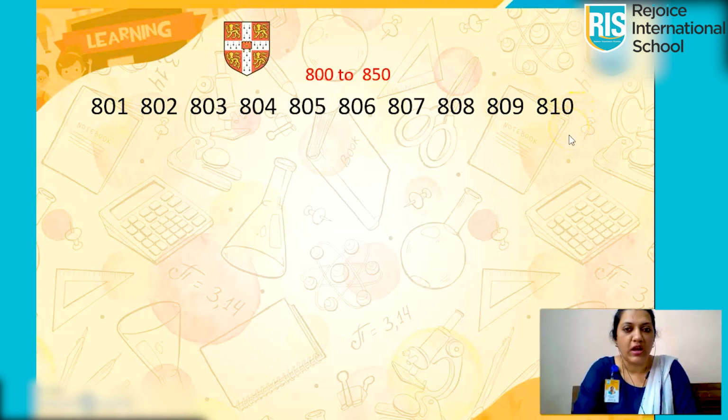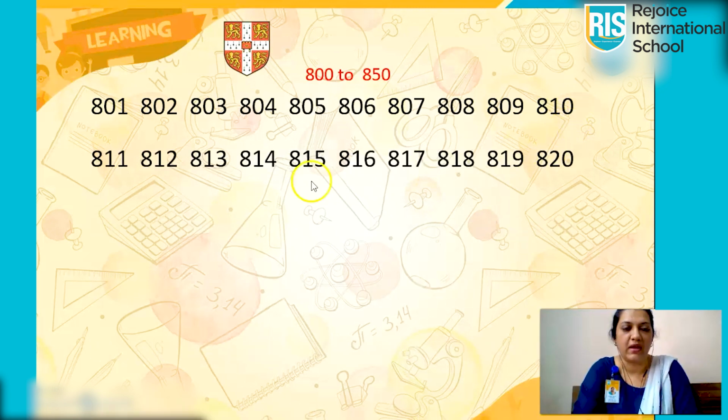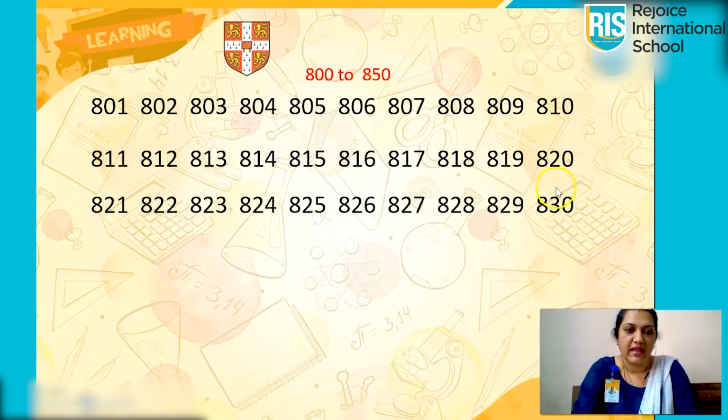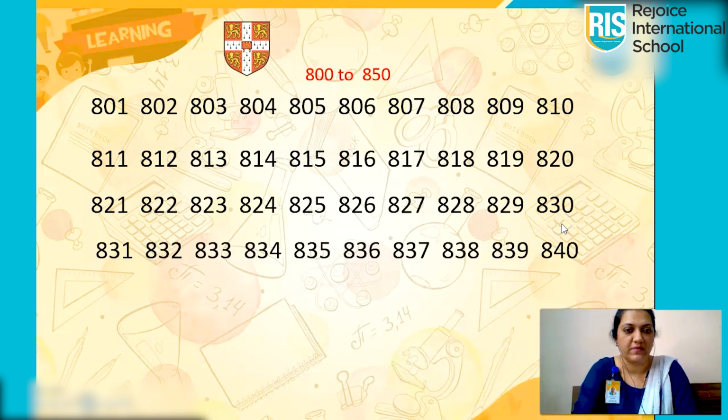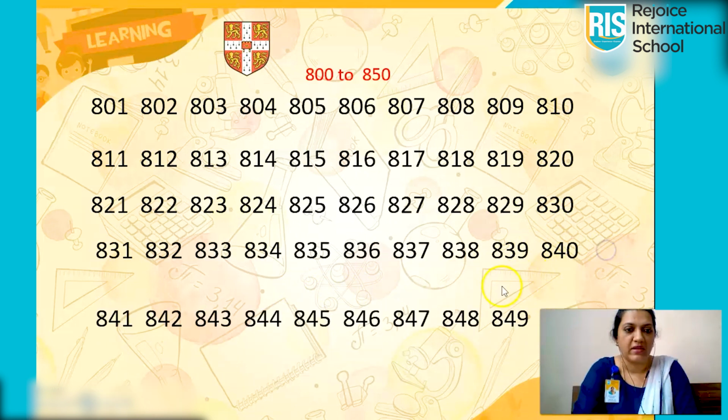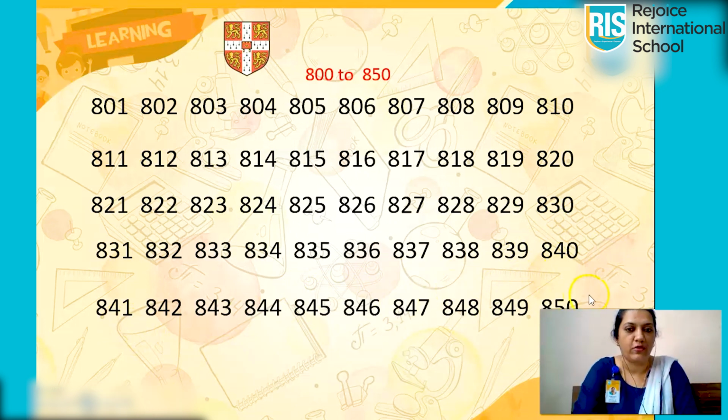Similarly, we would continue writing this in this manner. This would be from 811 right up till 820. Then again from 821 to 830. Then 831 to 840. And then we come from 841 to 850. Okay, if you write it in this manner, it is easy to read and simple to understand.